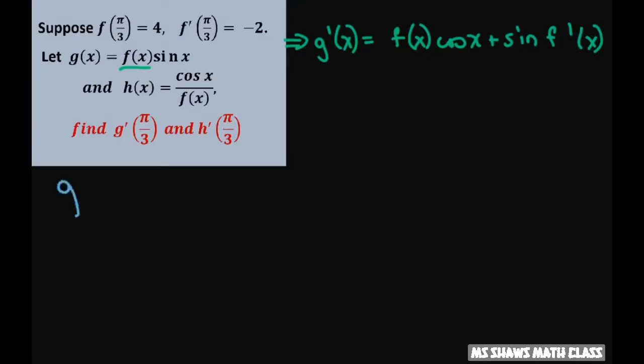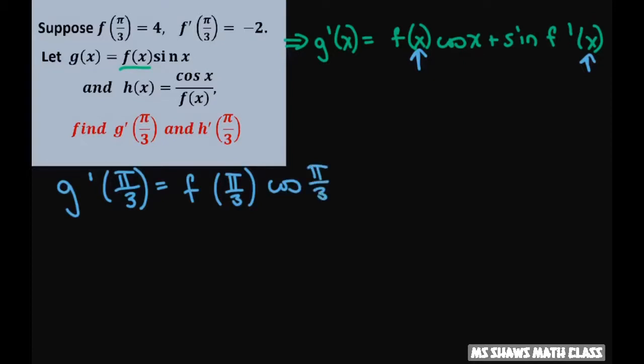We want to find g prime of pi divided by 3. So that's going to be f. Everywhere there's an x, we're going to put pi divided by 3. So we have f of pi divided by 3 cosine of pi divided by 3 plus sine, there should be an x here, sine of pi divided by 3 times f prime of pi divided by 3.